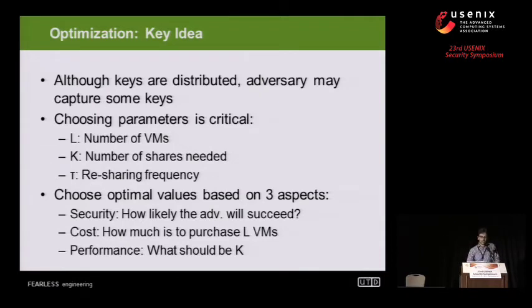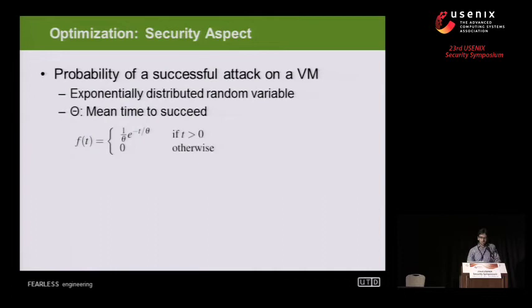So now the question is, of course, we need to optimize for these parameters, and we need to figure out what are the nice values for them. We have 3 metrics here. We have the security option, so we want to reduce the probability of successful capture. We also worry about the cost, because the more VMs you have, the more time consuming it is, etc. And of course, we have the performance issue. As you see, there are some overheads involved.